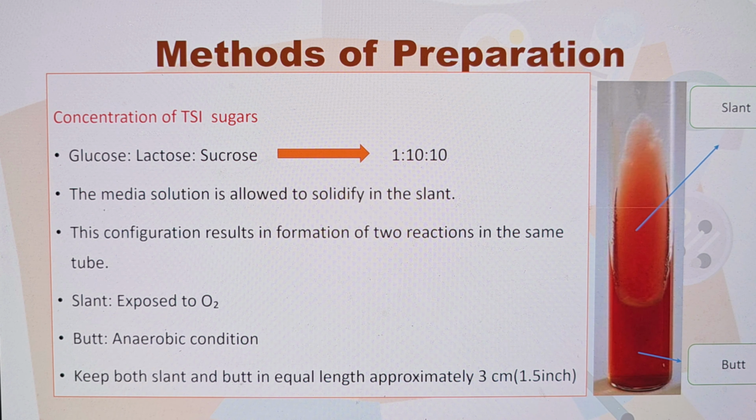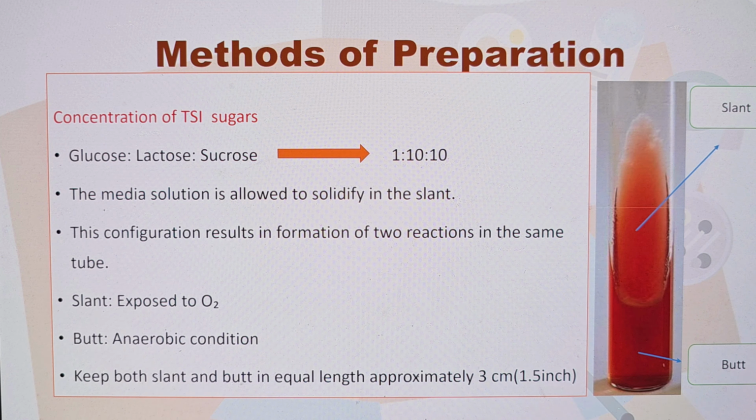Methods of preparation. The concentration of TSI sugars like glucose, lactose and sucrose is 1:10:10. That means glucose is 1 part and lactose and sucrose are 10 parts each. The media solution is allowed to solidify in the slant. This configuration results in formation of two reactions in the same tube.